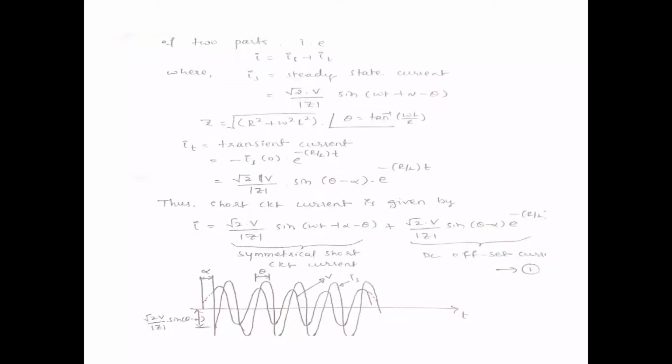This is the B part, this is the A part, A plus jB. Same thing, B by A, tan inverse omega L by R. Here I take the transient current, the I transient is e to the power minus R by L t, root 2 V by Z sin of alpha minus theta. The waveform depends on these equations.